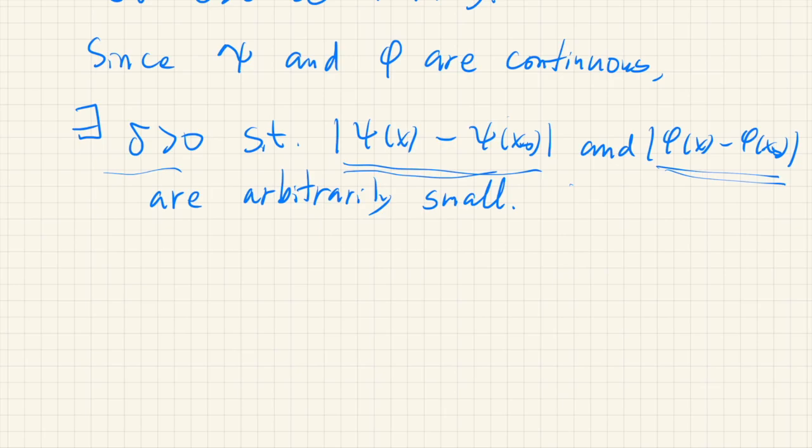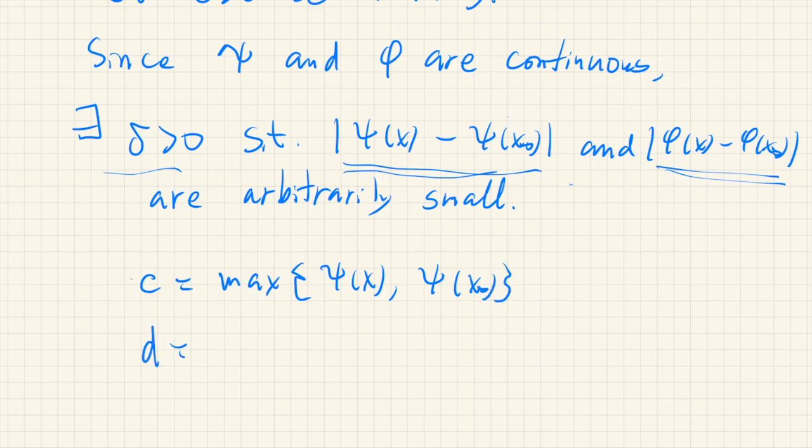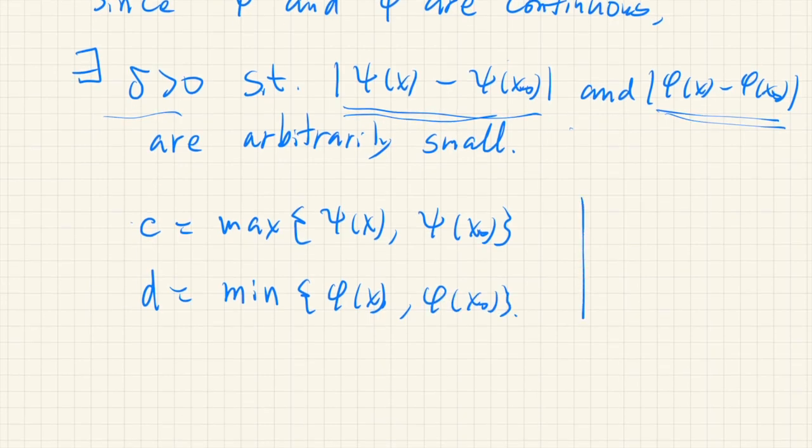Now we define two constants: c, that is the maximum of phi of x and phi of x0, and d as the minimum of phi of x and phi of x0. So we are considering some region like this.